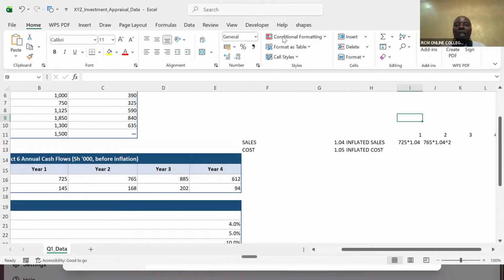So for our records, I'm being told by somebody here that the first one will be 754. How about the second one? 765 times 1.04 raised to power 2. Just for the record, Candy is giving me 827. 827, just for the record.